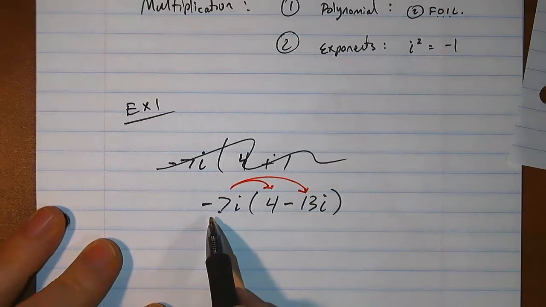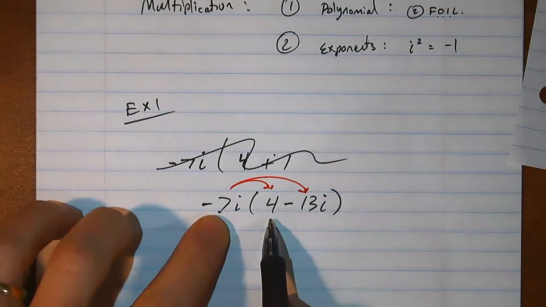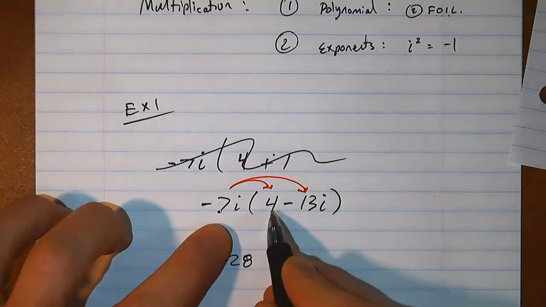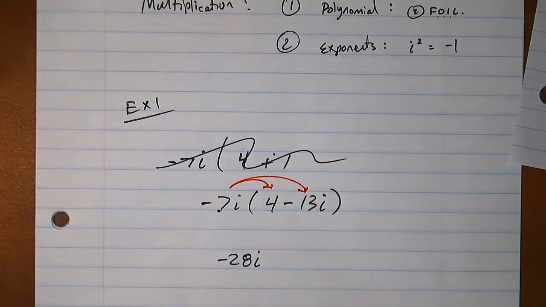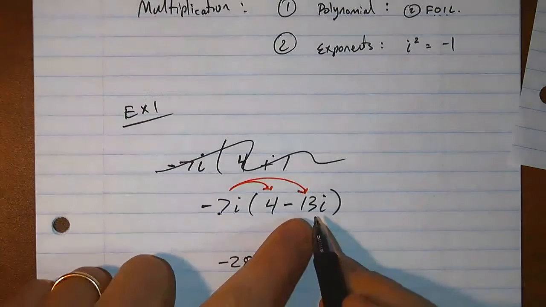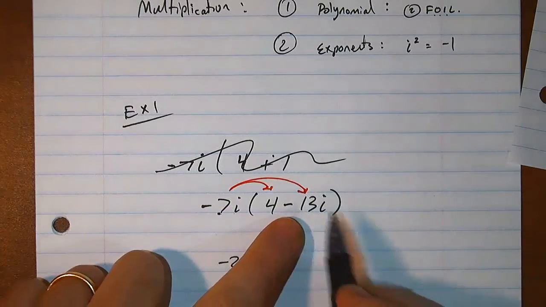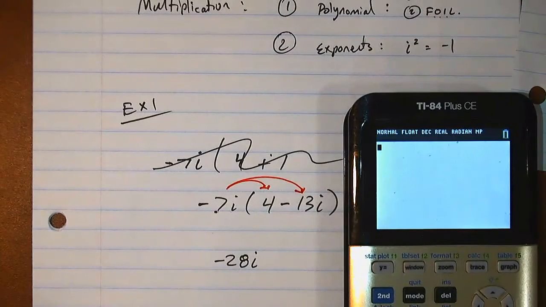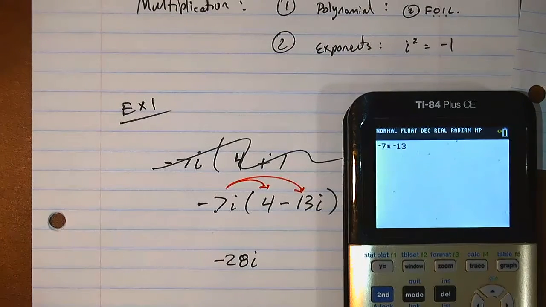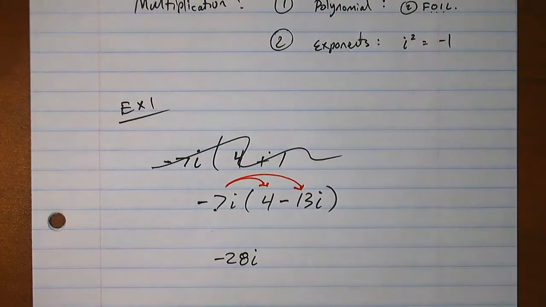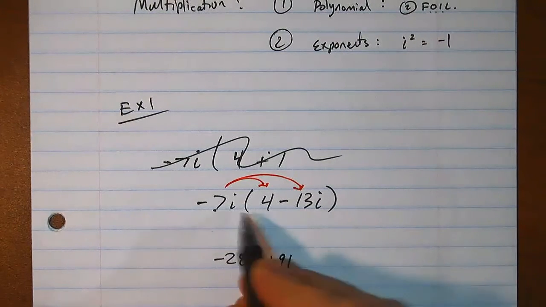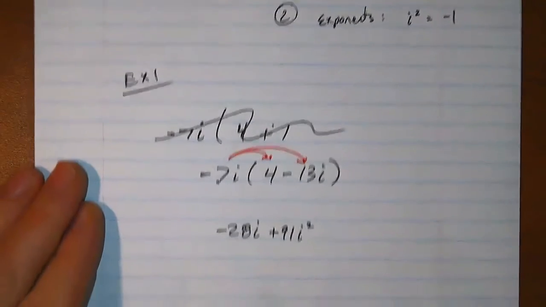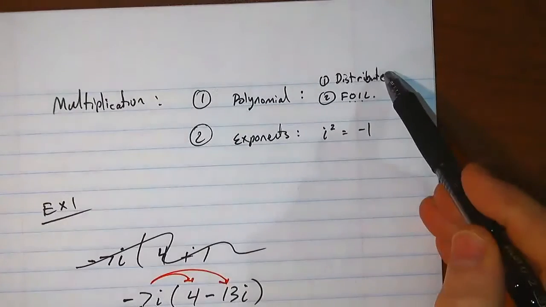All right, so negative 7i times 4, I'm going to multiply the numbers. So negative 7 times 4 is negative 28. And then there's nothing for the i to multiply with, so it just stays i. And that's my first piece. My second piece, I'm going to have a negative 7 times a negative 13. I'll be honest, I don't know my 7 times tables all the way up to 13, so let's just do that. Negative 7 times negative 13, 91 is what I get there. So a positive 91. And then i times i is i squared. So I've got that. Okay, so that takes care of the polynomial part. That's the distribute part.